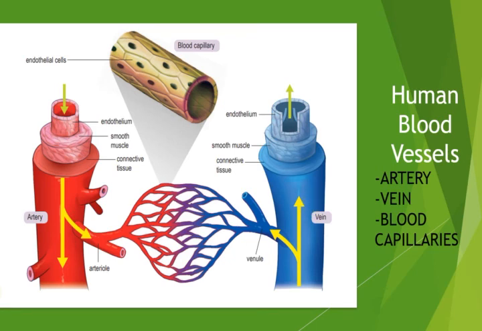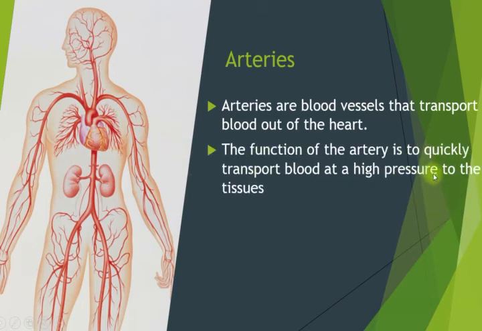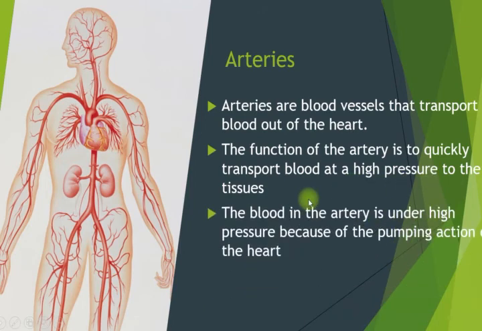Okay, we go to the artery. The arteries are blood vessels that transport blood out of the heart, starting from the aorta. The aorta is the largest artery, so the blood will be transported by the aorta out of the heart. The function of the artery is to quickly transport blood at high pressure to the tissues. The blood in the artery is under high pressure because of the pumping action of the heart.